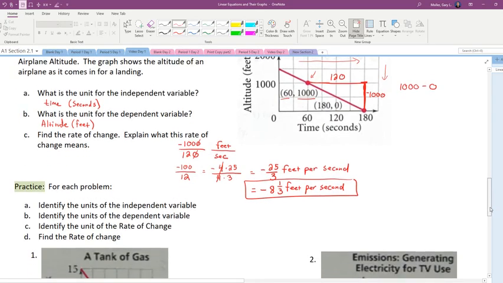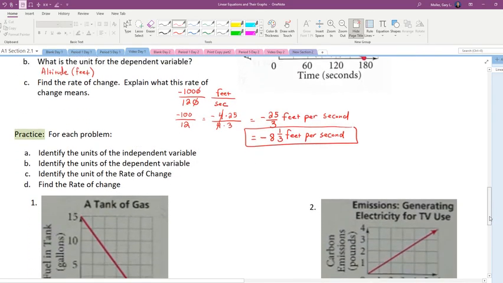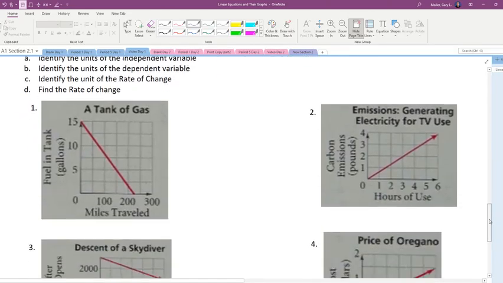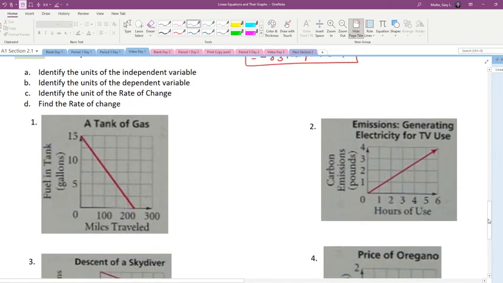So all we're going to do the rest of the time, we've got about 6 problems, is practice doing what we just did. As usual, I'd like you to pause the video and try them yourself and then check back in. While doing this, I would like you to notice what it says for A, B, C, and D for each one of these. Identify what the unit is for the independent, for the dependent, and the unit for the rate of change, and then go ahead and find the numerical part of the rate of change. All right, here we go.